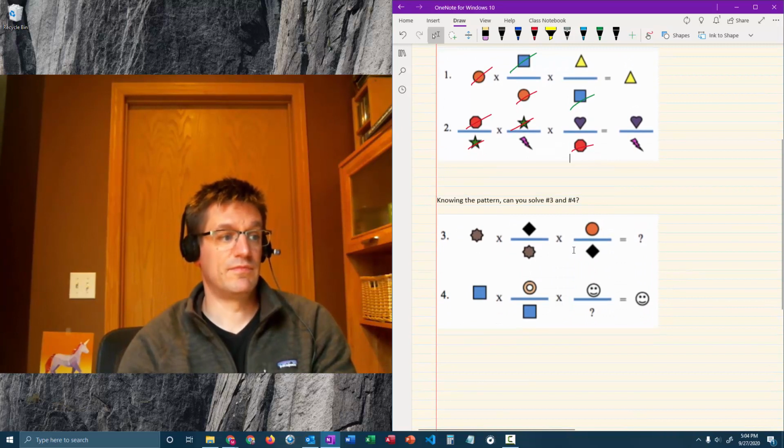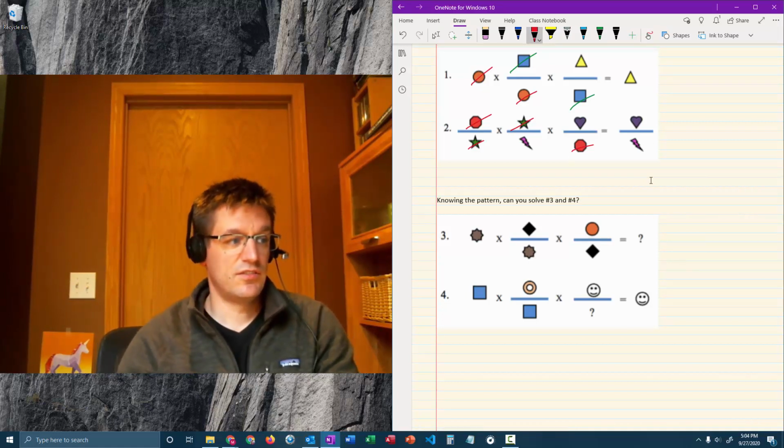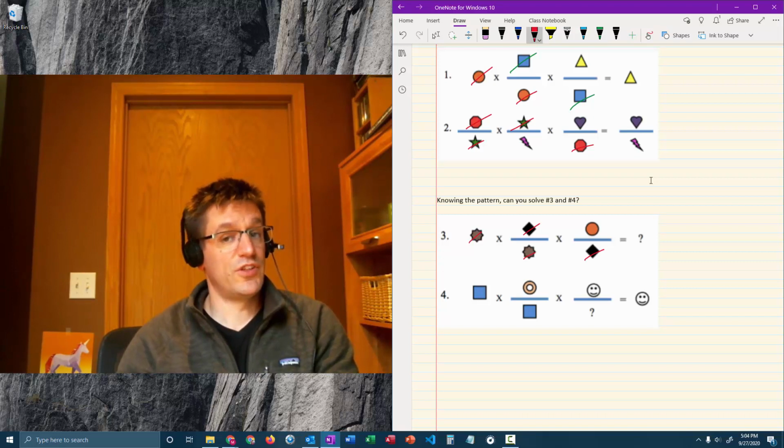Knowing that pattern, let's solve these two. We've got this gray pointy shape on top and on bottom. Those are going to cancel. We've got the black diamond on top and the bottom. Those are going to cancel. Hopefully you know the answer by now. Pause the video and think about it if you need to.